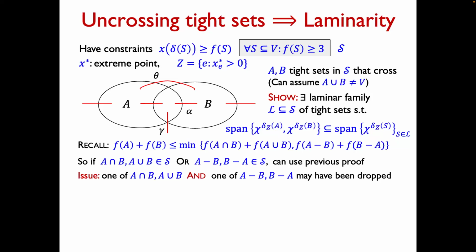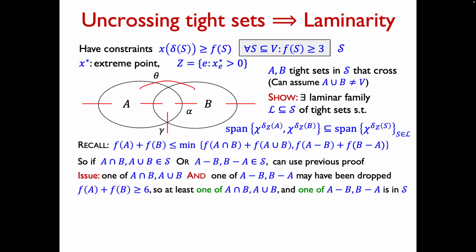It could be, again, that we are dropping sets. So it could be that one of these two sets has been dropped and one of that pair of sets has been dropped. But let's make a simple observation first: it can't be that both of these are dropped or both of those are dropped. Because I know that A and B are in my collection, so their f values are both at least 3, so they add up to at least 6. If a set is dropped, its f value is at most 2. So the math doesn't work out. Given that, it cannot be that both of these are dropped and both of those are dropped.